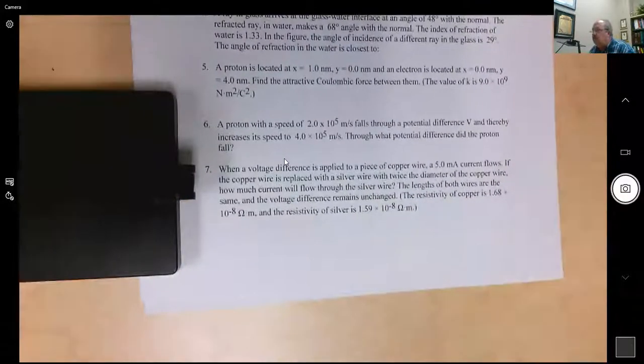Say we have a voltage difference applied to a piece of copper wire, and a current of 5 milliamps flows. Let's say the copper wire is replaced with a silver wire, and the silver wire is twice the diameter of the copper wire. How much current will flow through the silver wire? The lengths of both wires are the same, and the voltage difference remains unchanged.